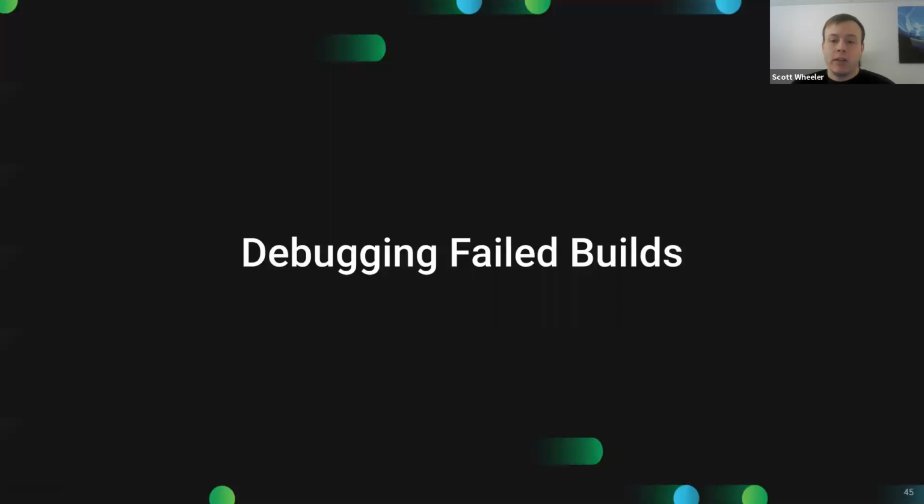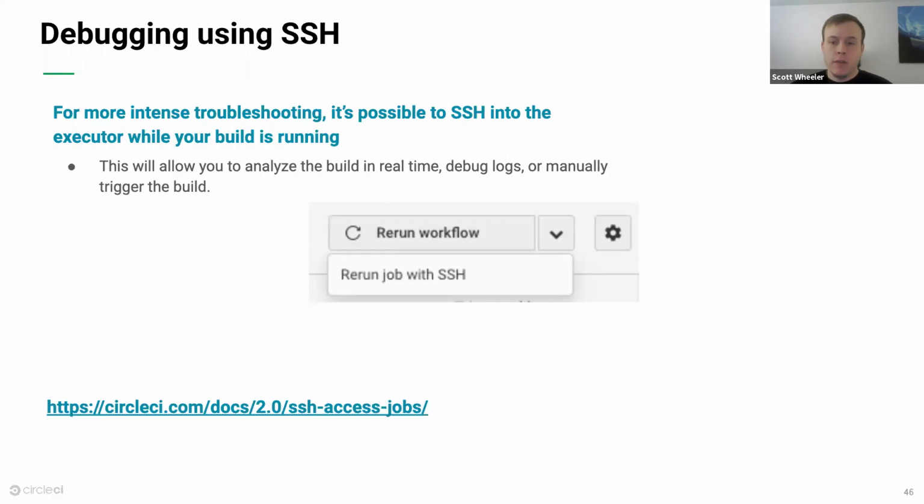Moving into debugging failed builds. For more intense troubleshooting, it's possible to SSH into the container while your build is running. This will allow you to analyze the build in real time, debug logs, or manually trigger the build. You can rerun a job with SSH by dropping down the rerun workflow button in the top right of the build output window and selecting rerun job with SSH.